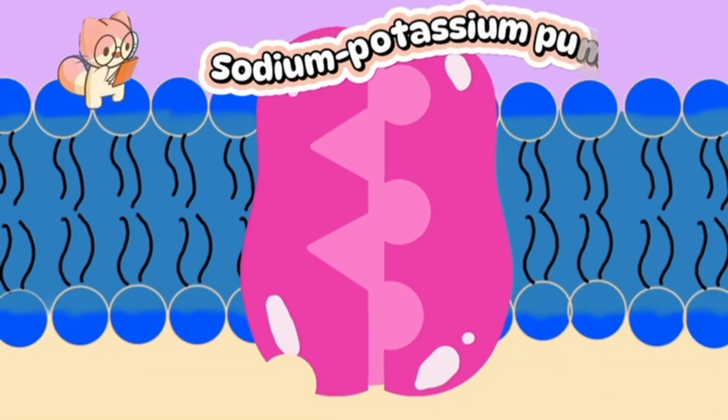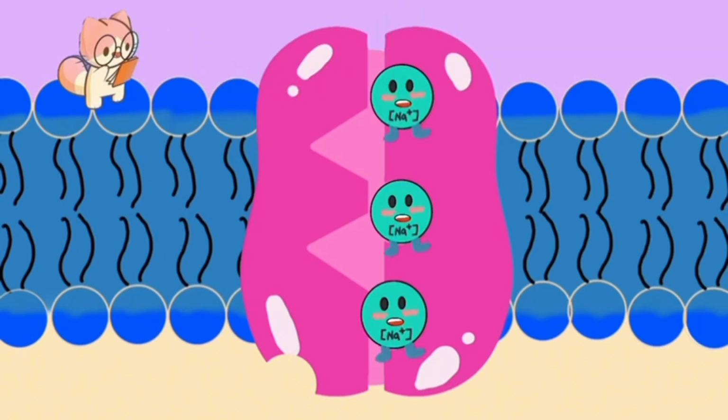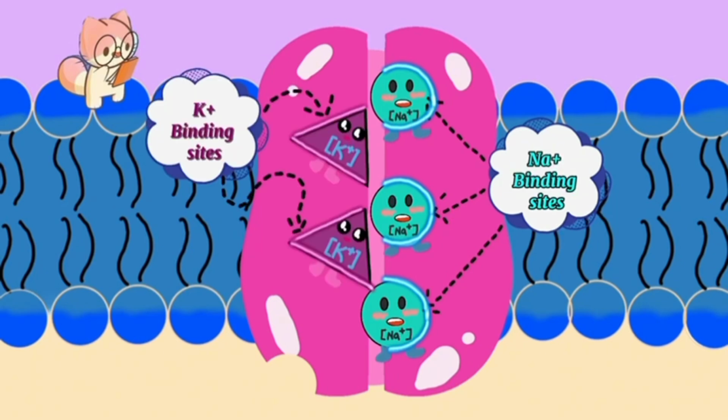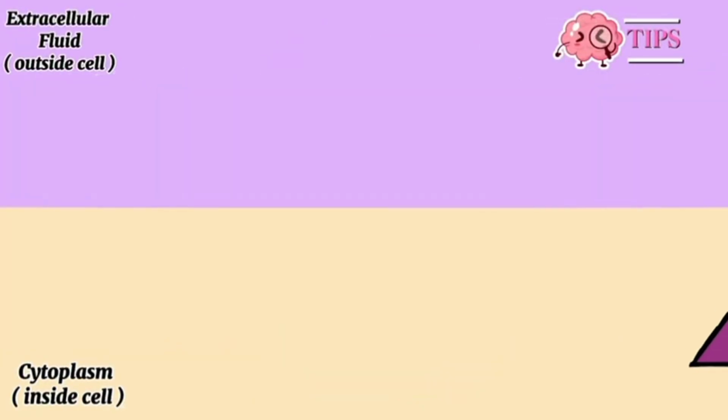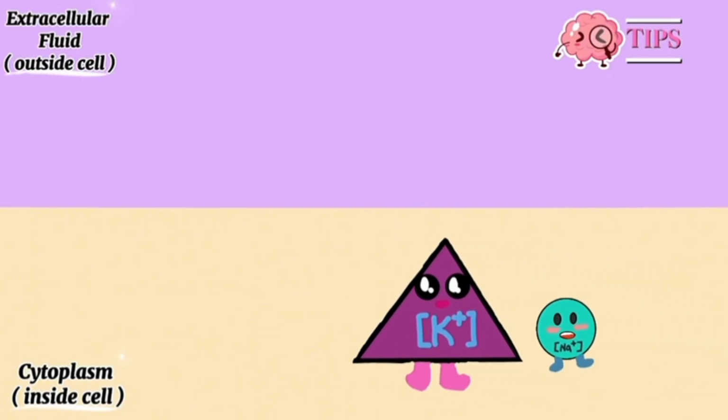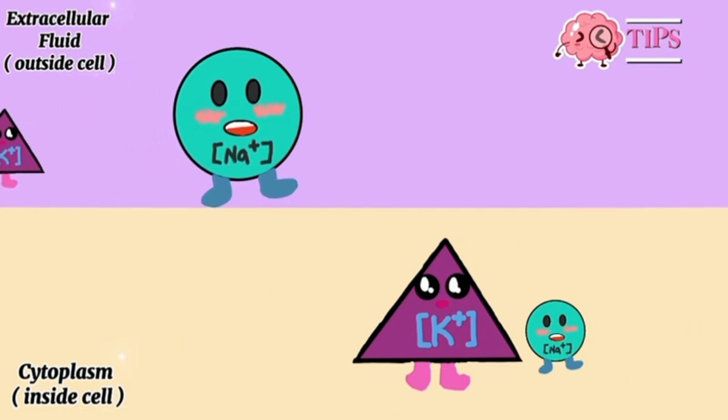The sodium-potassium pump has two specific binding sites: a sodium ion binding site and a potassium ion binding site. Inside the cell, potassium ions are high compared to sodium ions, which are low. Meanwhile, outside the cell, sodium ions are higher than potassium ions.